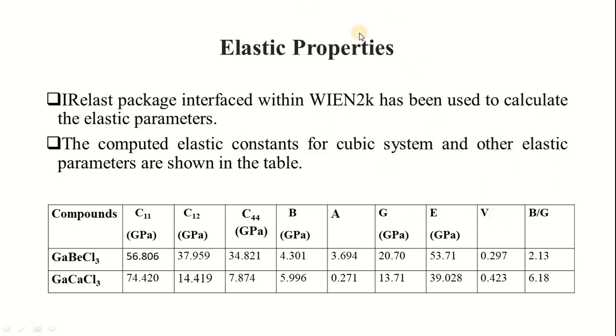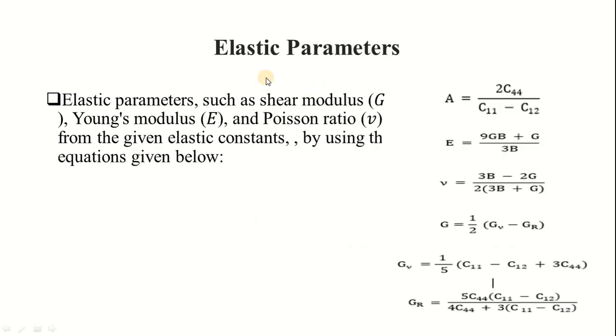So using these elastic properties, we surely deem its application in many modern technologies. We can find elastic parameters like anisotropy, Young modulus, Poisson ratio, and shear modulus by using these equations. Anisotropy is equal to 2 times C44 divided by the C11 minus C12 value, so it will give us anisotropy. Similarly, if we plug the values of these elastic constants into these equations, we will get the rest of the elastic parameters as well.